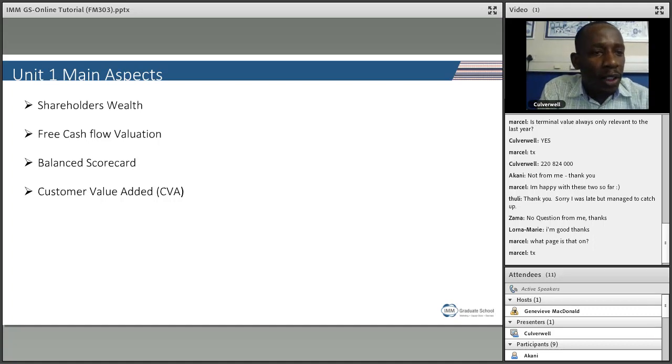Then your free cash flow valuation model, your balance scorecard, and your customer value added. Like I said, you need to revise your assignment, and there are solutions, or rather the guidelines for your assignment. There was a question in the assignment that says, what is it that we refer to as shareholders' wealth or value? How do marketers influence the shareholders' value?